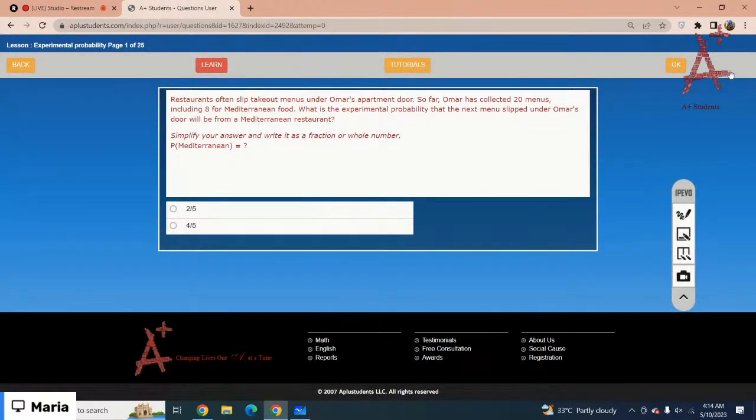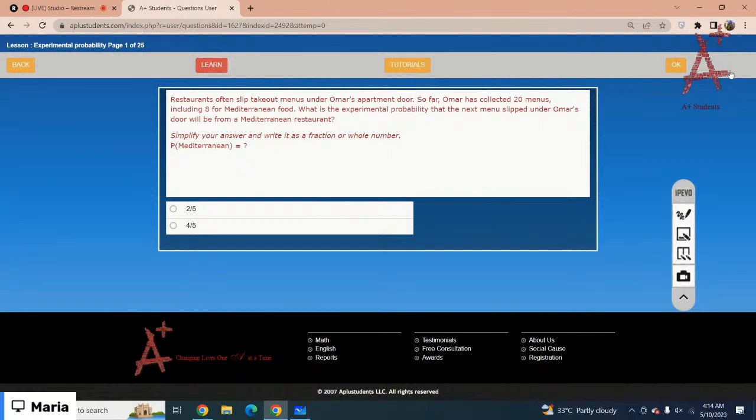Restaurants often slip takeout menus under Umar's apartment door. Umar has collected 20 menus, including 8 of the Mediterranean food. What is the experimental probability that the next menu slipped under Umar's door will be from a Mediterranean restaurant? So, which is the correct option?